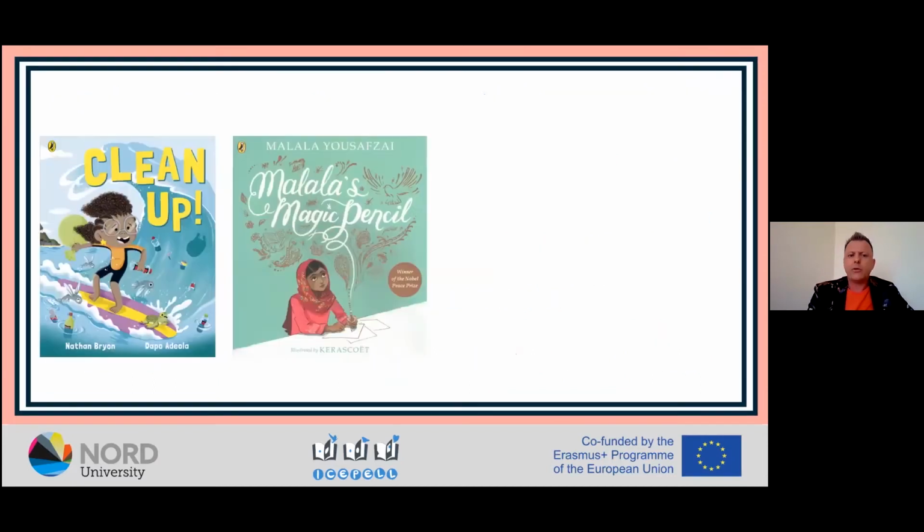Okay. So these are just a couple of the picture books from the project. And I'm not sure whether Sandy mentioned, I'm sure she did, in our list of possibilities for the teachers on the project and the student teachers, there's around 45 titles. And these are just two of my favorites. I have so many favorites. Clean Up by Nathan Bryan and Dapo Adiola, and Malala's Magic Pencil by Malala.